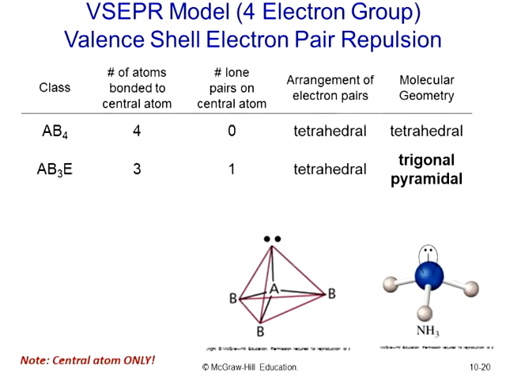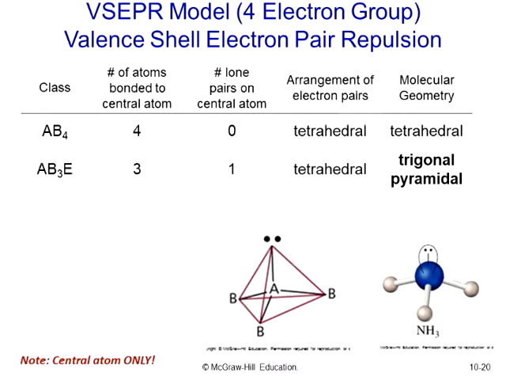Let's take a look at a 4-electron group, an AB4. An AB4 would have 4 atoms bonded to the central atom. I'd like to remind you that when we talk about the VSEPR model, we're talking about the geometry about the central atom. So an AB4 has 4 atoms about the central atom and no lone pair. In this case, the arrangement of the electron pairs is tetrahedral. And since there are 4 atoms at those electron pair positions, its molecular geometry is tetrahedral as well.